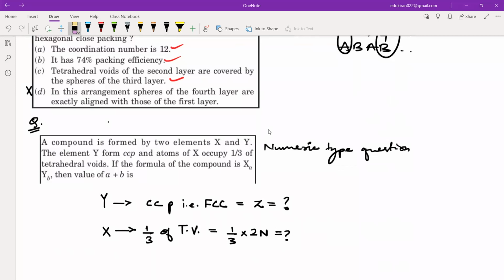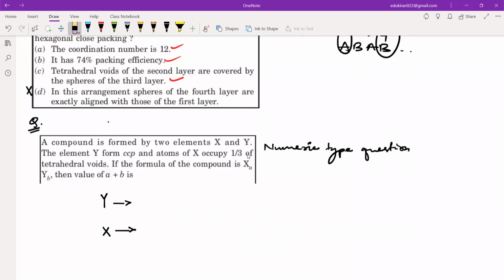Okay, so you remember in the last class we did these types of questions, right? In the last class we said that there are two types of question. In one type, for the formula, they can give you directly where the atoms are, or they will give you what the packing is. So if they are saying Y is forming CCP, what is the unit cell of CCP?